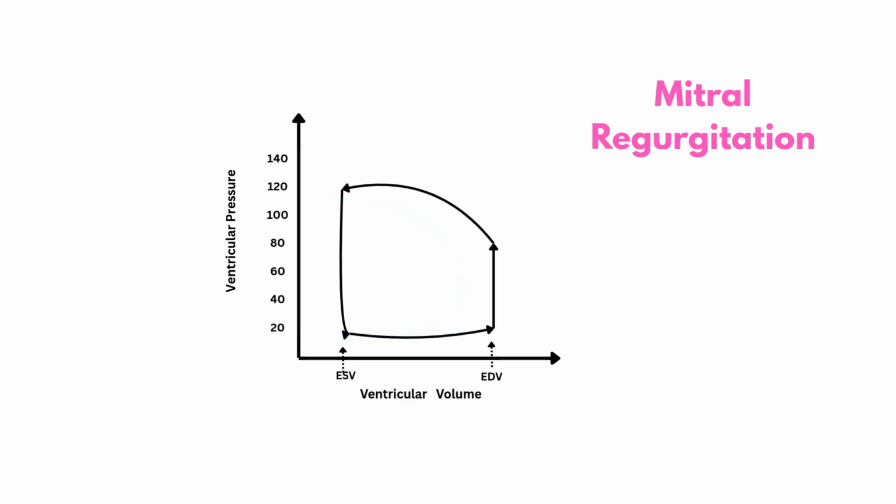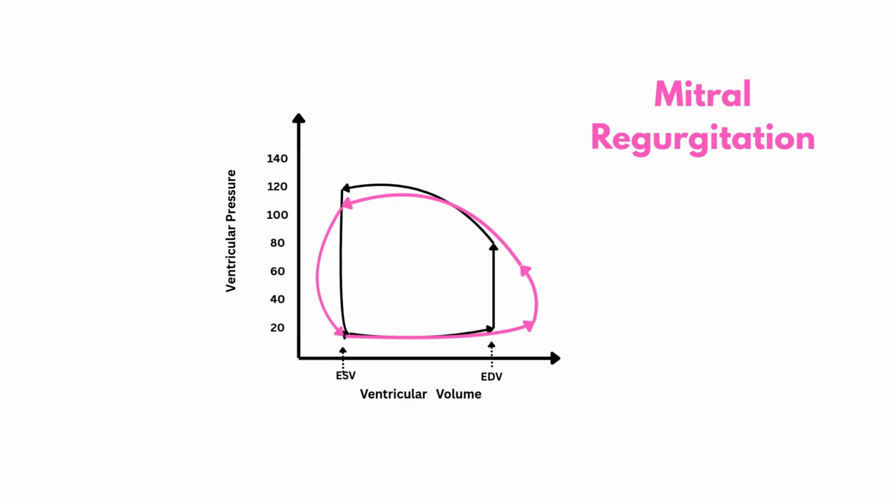All right, let's pivot. If you're looking at a patient with mitral regurgitation, their pressure volume loop doesn't look like a neat box anymore. So in a healthy heart, we have these two perfectly vertical lines signifying the isovolumetric contraction and the isovolumetric relaxation. Isovolumetric means the volume does not change because all valves are shut tight.